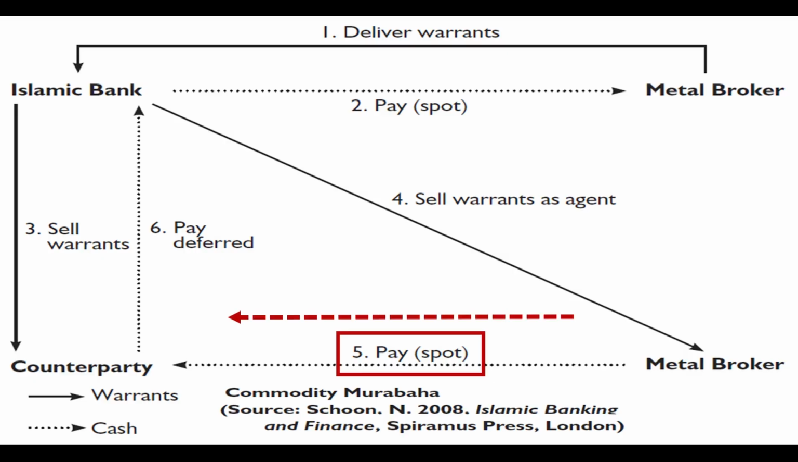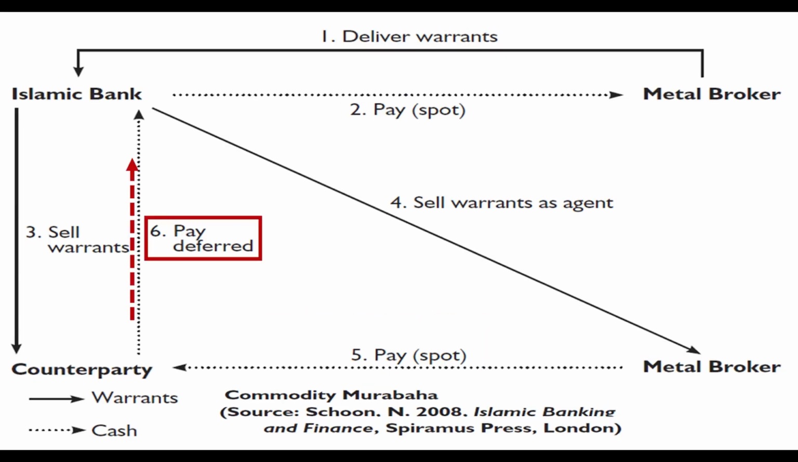The last and final step is the payment from the counterparty to the Islamic bank. This payment takes place at a pre-agreed time in the future and consists of the principal of the original purchase, the 1 million pounds, plus a pre-agreed markup of 0.05 million pounds.